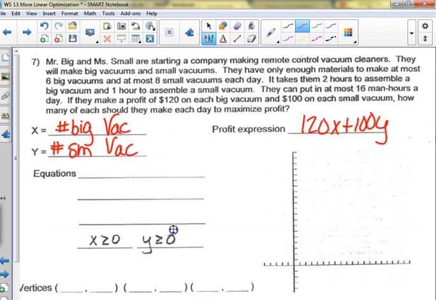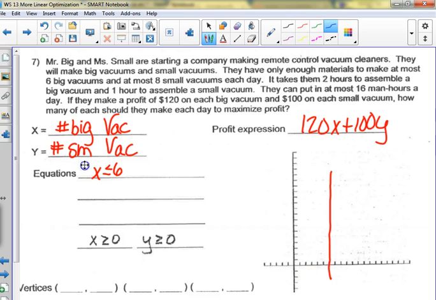Now be very careful because we haven't done a lot like this, and it's on the quiz, I think. They can make at most 6 big vacuums. I can read, just not well. So X has to be less than or equal to 6. What kind of line is that? Vertical line, right? We can't have more than 6.